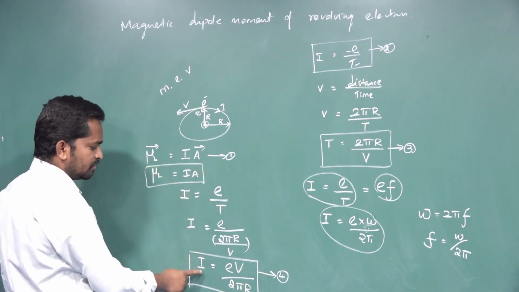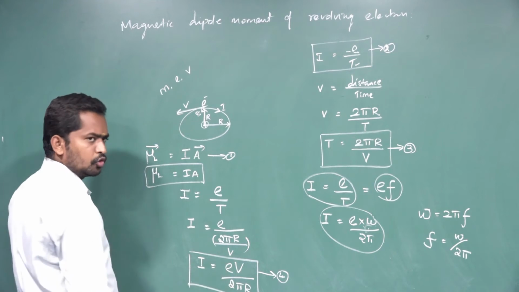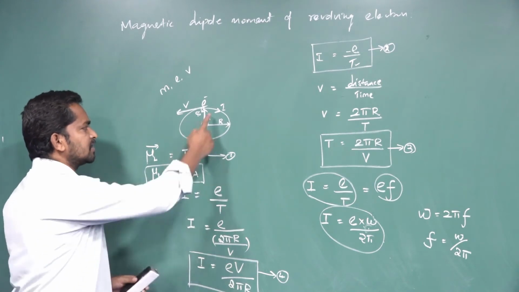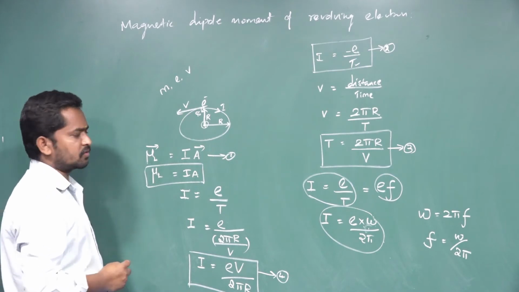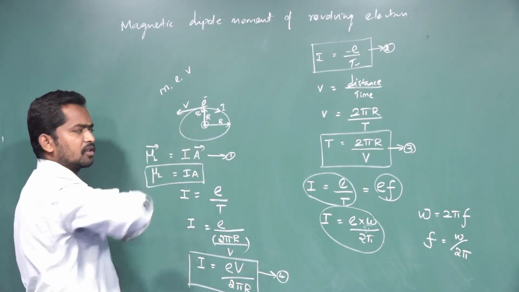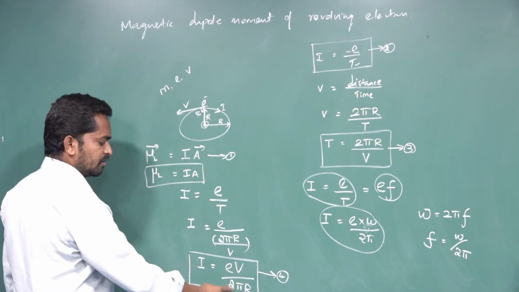So you will define I value. I is equal to EV divided by 2 pi R. A is the area of the circular path. Sorry, the area of a circle is equal to pi R square. I is equal to EV divided by 2 pi R.